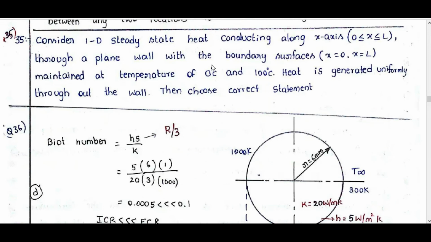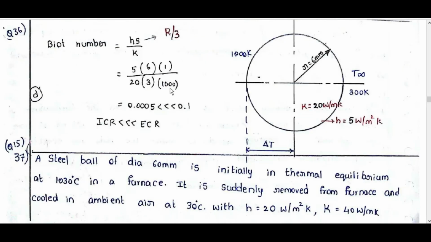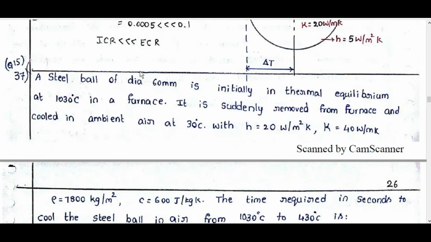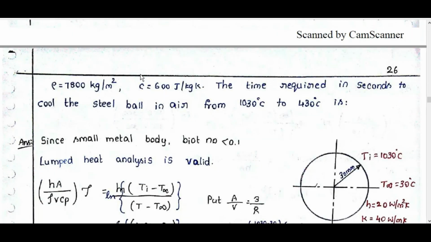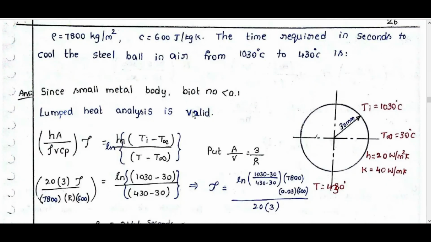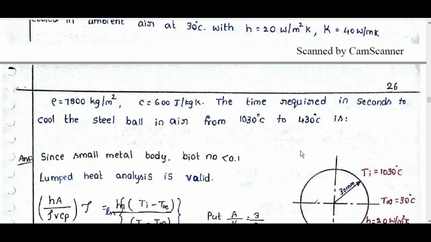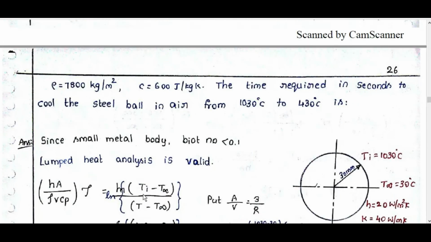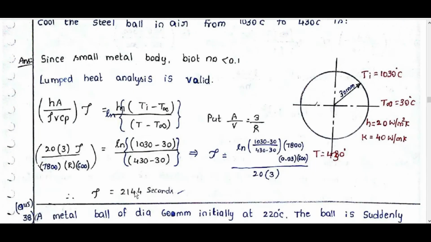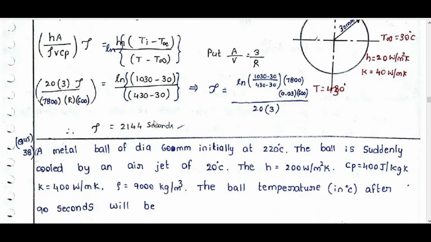One-dimensional, 0 less than or equal to x less than or equal to L, through plane x equal to 0 at 100 degrees. Biot number is equal to hL by k. Biot number less than 0.1, so lumped heat capacity analysis is valid. We have to find time. hA by rho V Cp into tau is equal to ln of (Ti minus T infinity) by (T minus T infinity). From that we can get time.